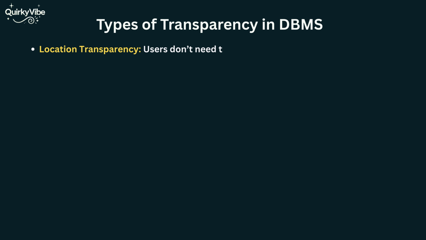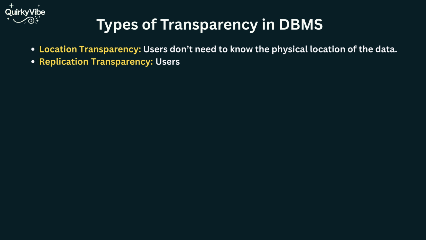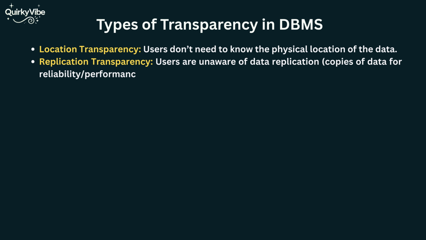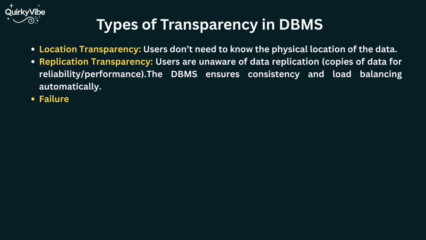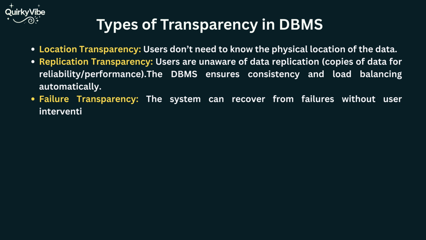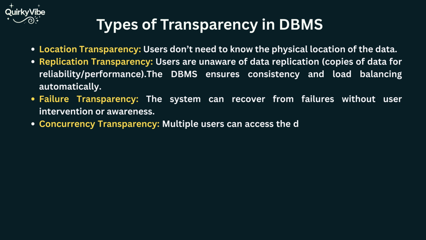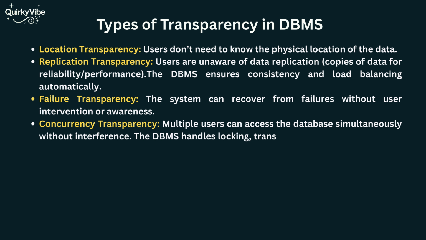Explain types of transparency in DBMS. Location transparency, users don't need to know the physical location of the data. Replication transparency, users are unaware of data replication, copies of data for reliability, performance. The DBMS ensures consistency and load balancing automatically. Failure transparency, the system can recover from failures without user intervention or awareness. Concurrency transparency, multiple users can access the database simultaneously without interference. The DBMS handles locking, transactions, and isolation behind the scenes.